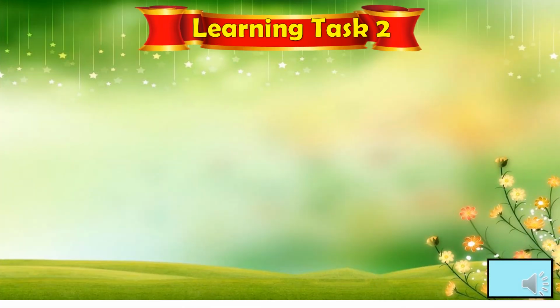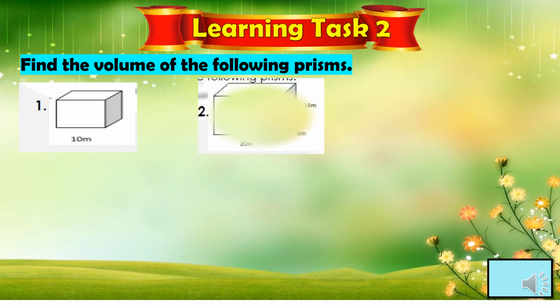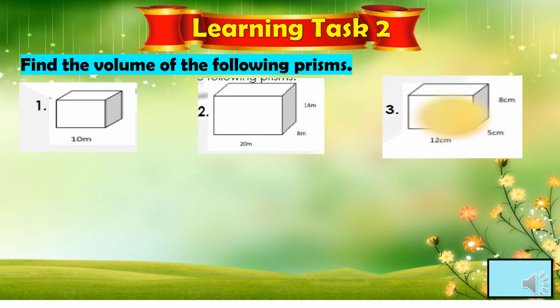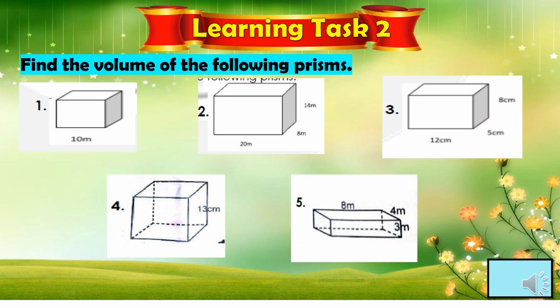And for learning task number 2, find the volume of the following prisms. So we have the first figure, the second figure, the third figure, the fourth figure, and the fifth figure.